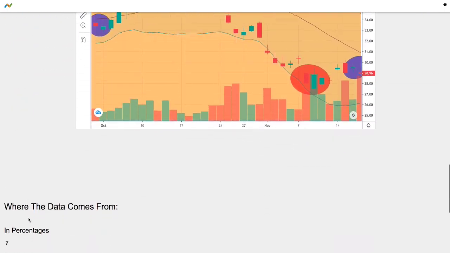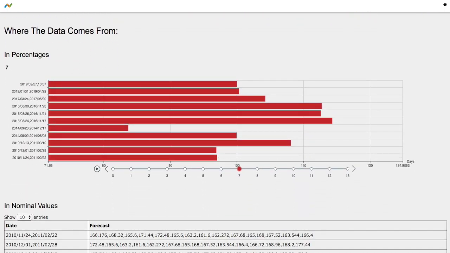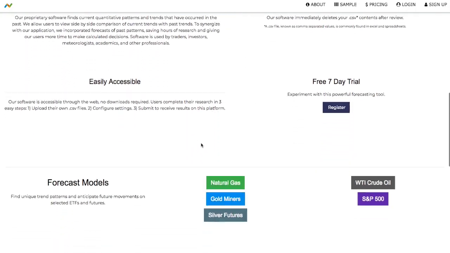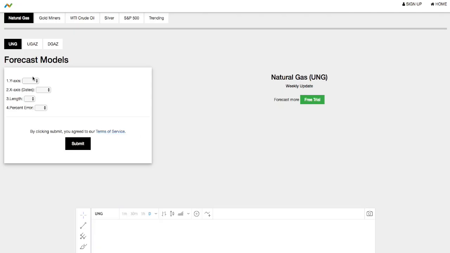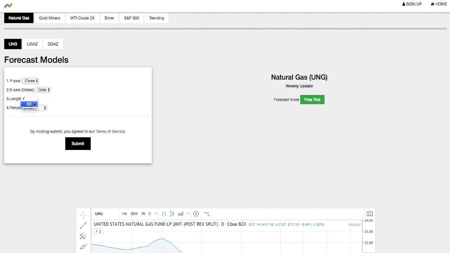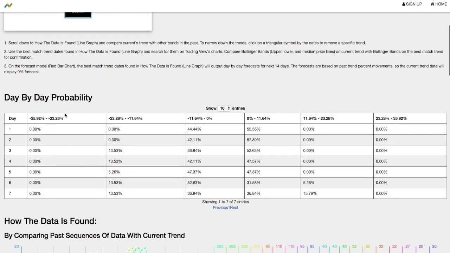So again, this model is now available in the link below, so do check it out for natural gas. We have natural gas and UGAZ, DGAZ. If you configure models, you can go over the models that I do not go over in the video. So do check it out.